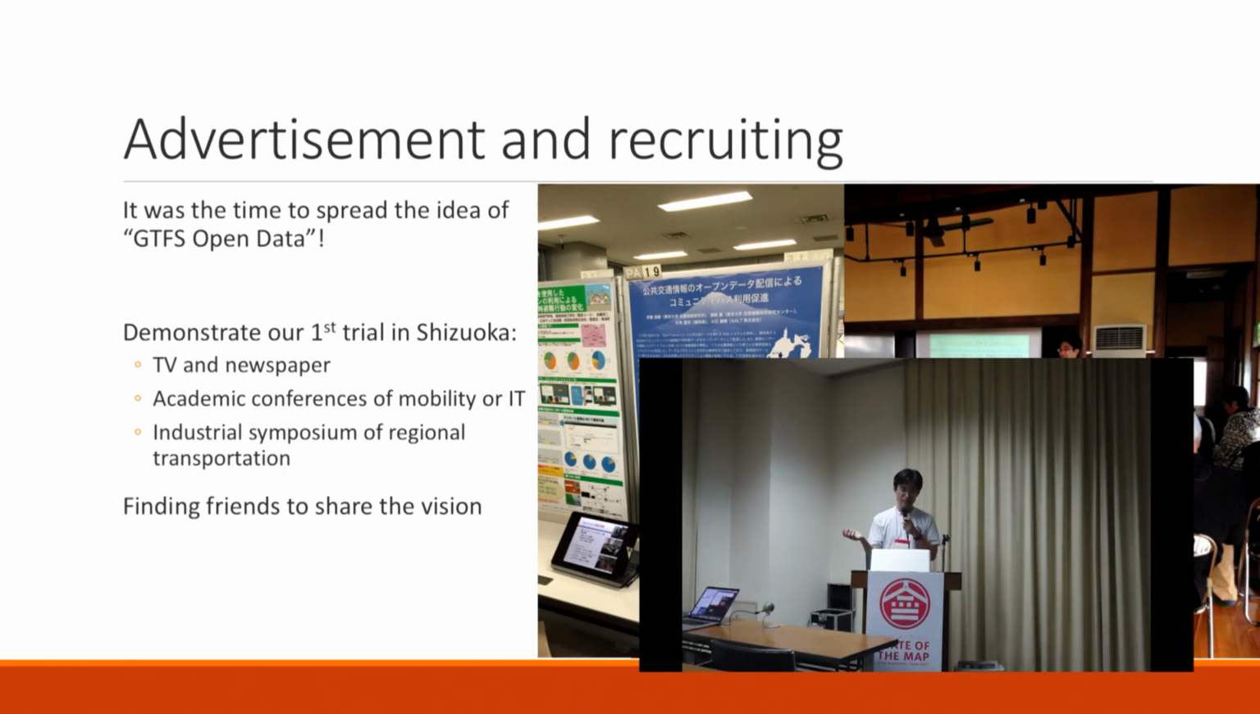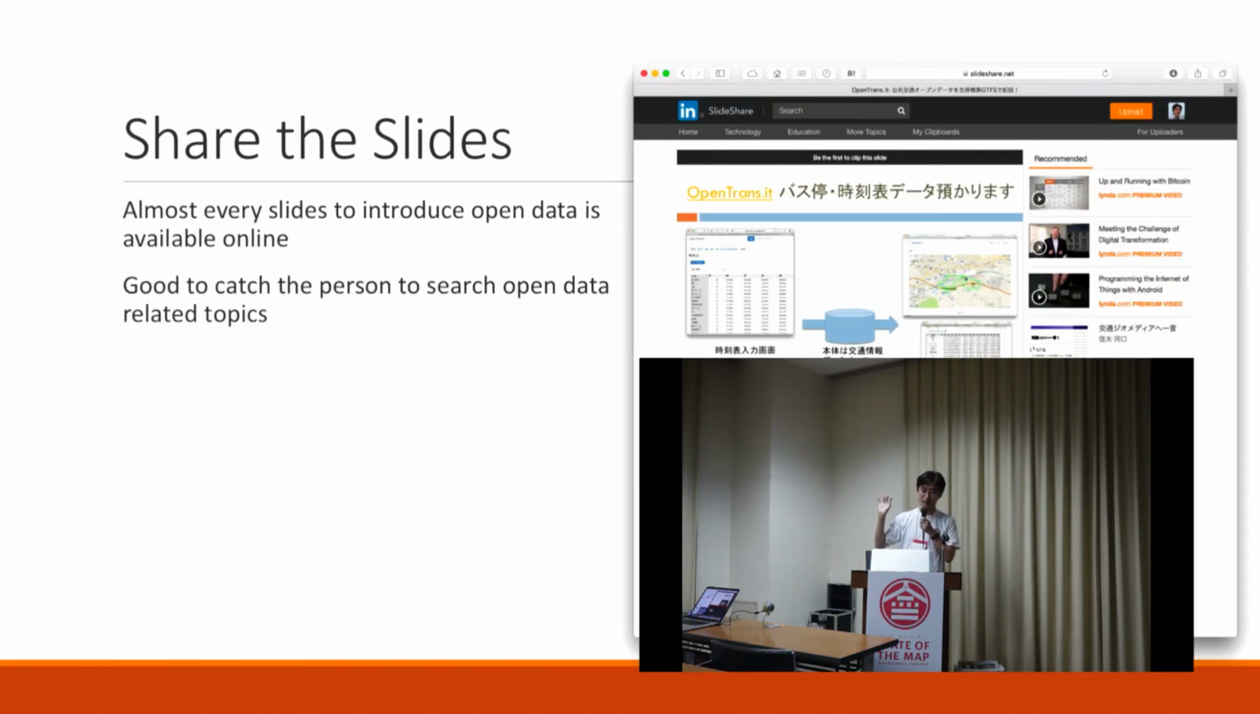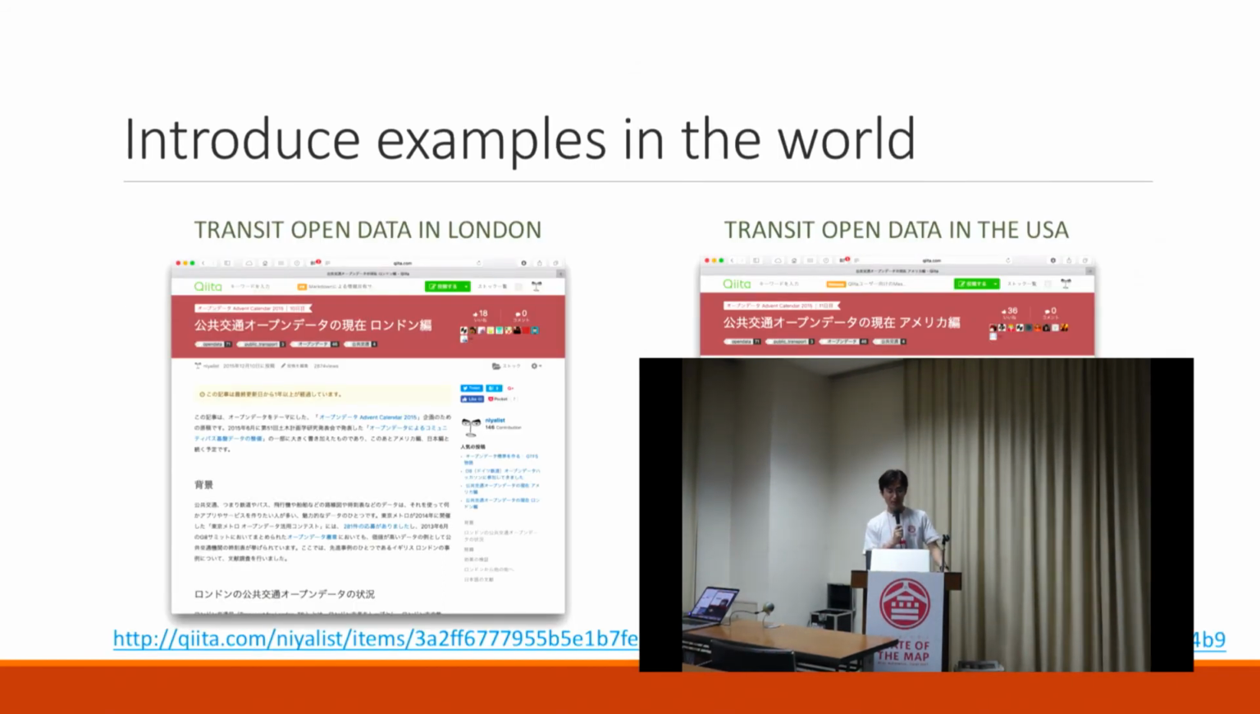So I visited many academic conferences or industrial conferences of information technology or transportation, and asked many people to work together. Also on the web, I published almost every slide of my talk. So you can find my slides on the web. This is very good, because if people are trying to search on the web, they can find this even without knowing me. Also, I introduced the situation of the world. One is an article telling the situation of London, and the other is an article about the US. So now you can find what is happening in the world. So open data is important, is my message here.